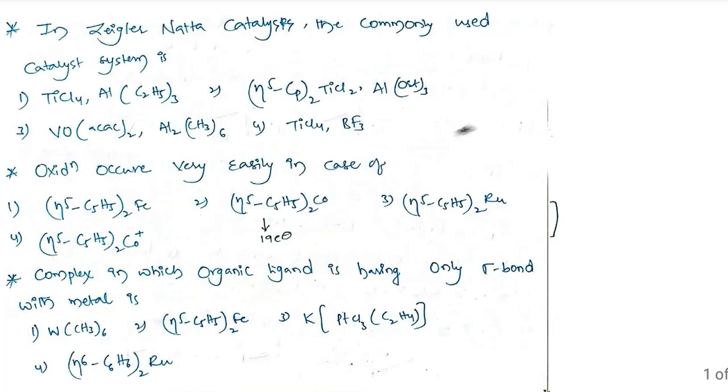Next one, in Ziegler-Natta catalyst, the commonly used catalyst system is titanium tetrachloride with triethyl aluminum. So this catalyst mixture is used in Ziegler-Natta catalysis.